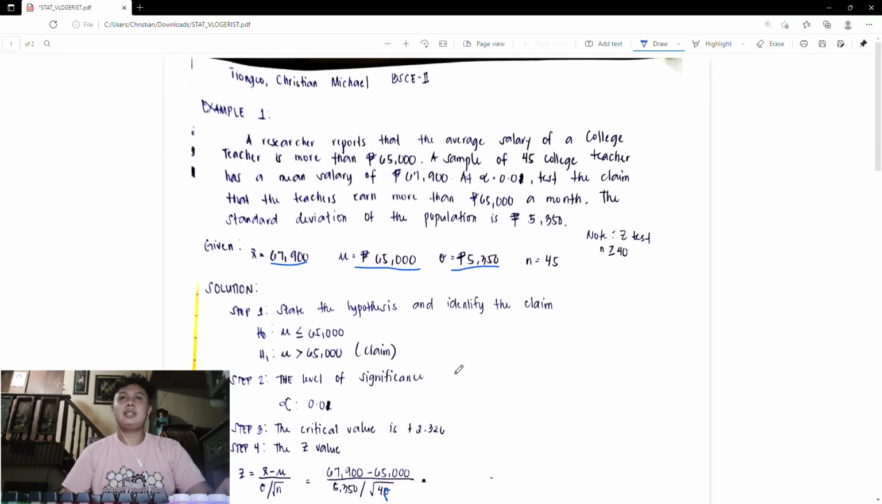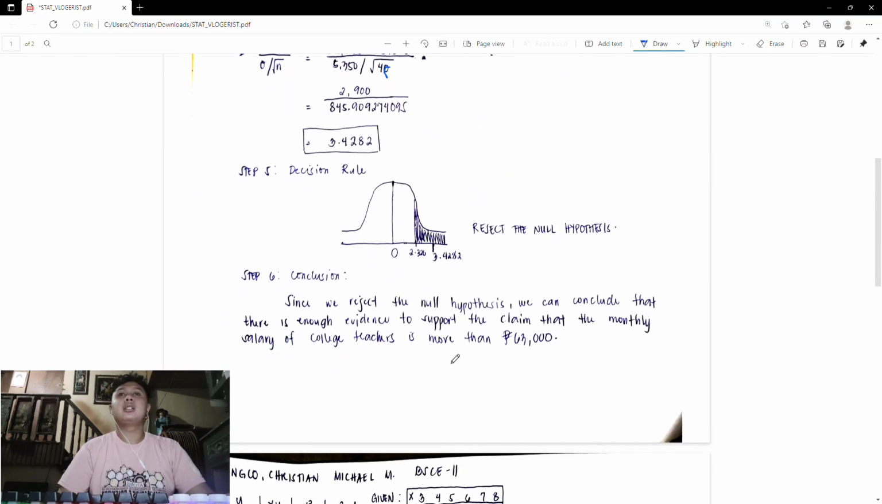So our last conclusion, since we reject the null hypothesis, we can conclude that there is enough evidence to support the claim that the monthly salary of college teachers is more than 65,000. That's all.